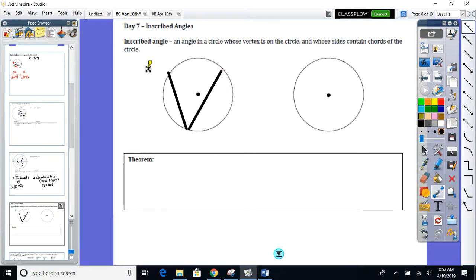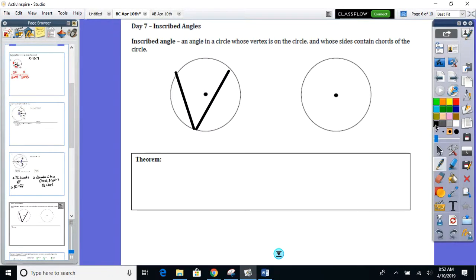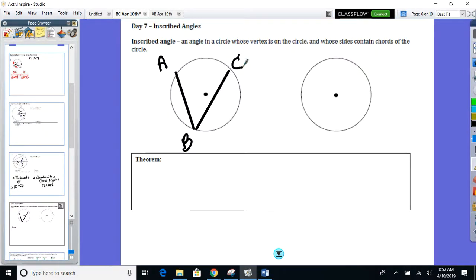You can label them with whatever letters you'd like right now. Everyone see the difference between an inscribed versus a central? Don't draw it on your paper, but take a look. Here's my central. It's equal to what? Arc AC. Here's my inscribed. You don't know what that's equal to yet.